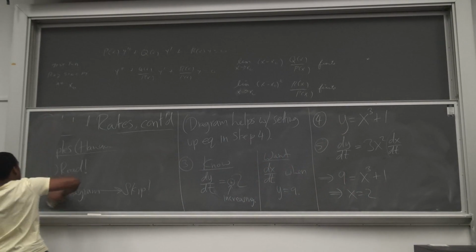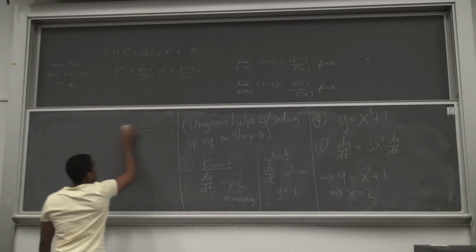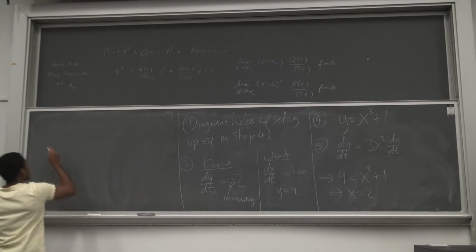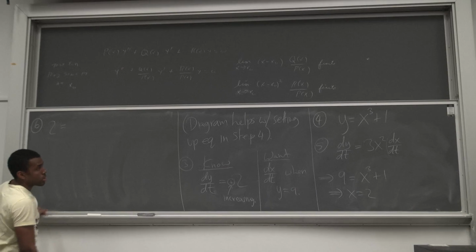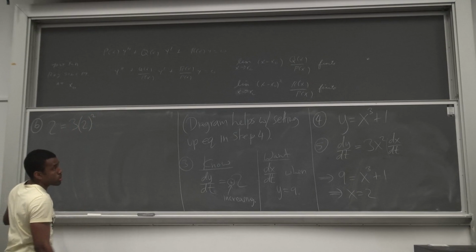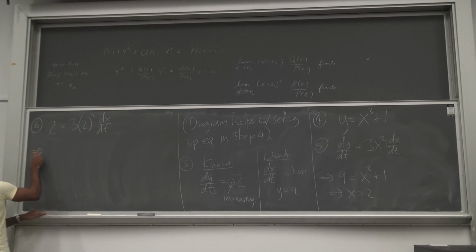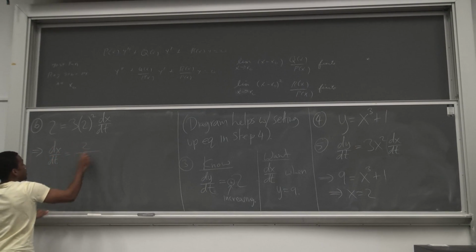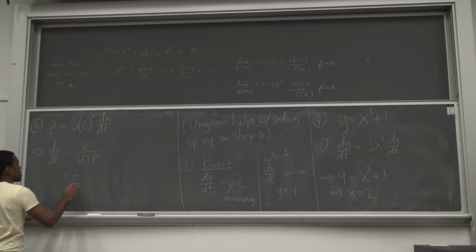That brings me to step 6, where I'm going to start plugging in everything that I know, solve for what I want to find. So my dy/dt is 2. And that's equal to 3 times x squared, which is 2 squared, times dx/dt. Which means my dx/dt is equal to 2 divided by 3 times 2 squared. 2's cancelled, so it's 1/6.